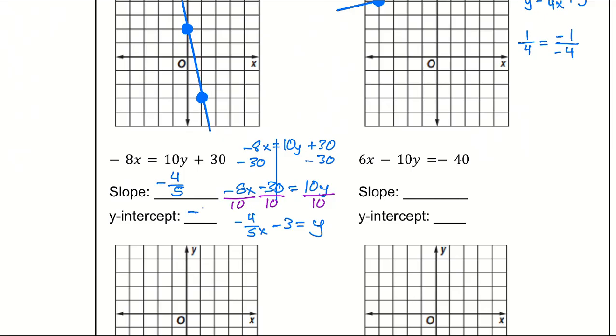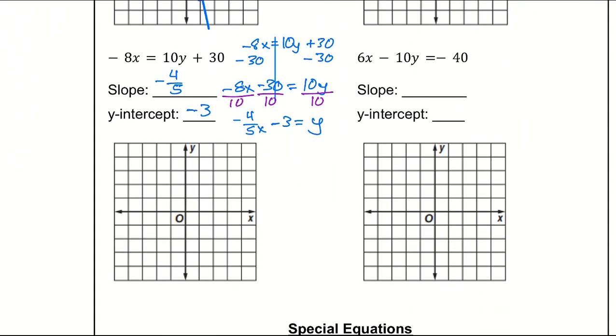Y-intercept is negative 3. So this is going to be starting at the y-intercept of negative 3. And then I think it would make sense for us to use, because we're already pretty low, I'm going to keep my 4 positive and my 5 negative, because we're going to run up 4 and go left 1, 2, 3, 4, 5. Okay?